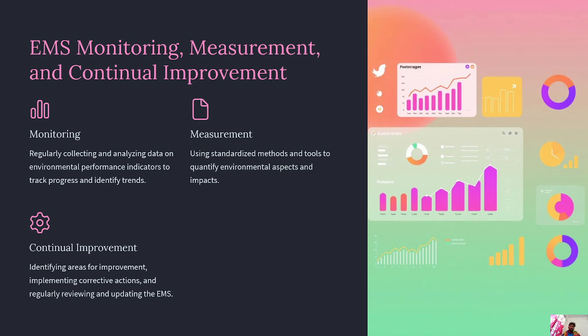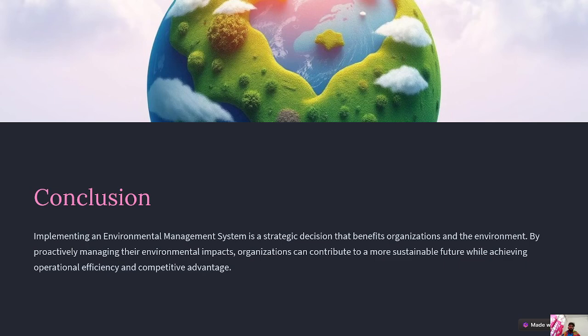EMS monitoring, measurement, and continual improvement. Monitoring: regularly collecting and analyzing data on environmental performance indicators to track progress and identify trends. Measurement: using standardized methods and tools to quantify environmental aspects and impacts. Continual improvement: identifying areas for improvement, implementing corrective actions, and regularly reviewing and updating the EMS.